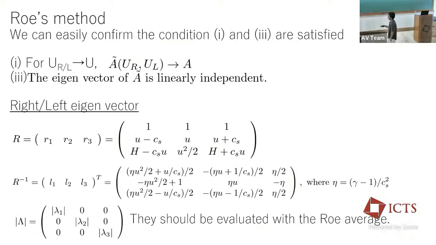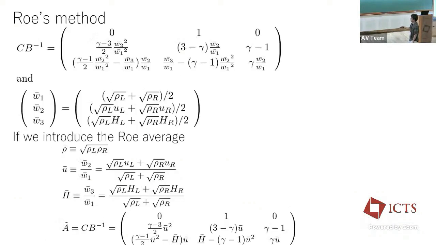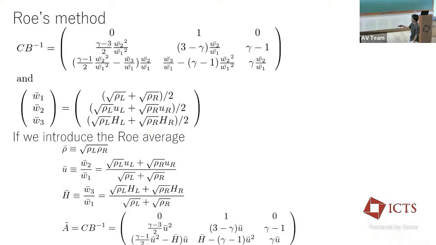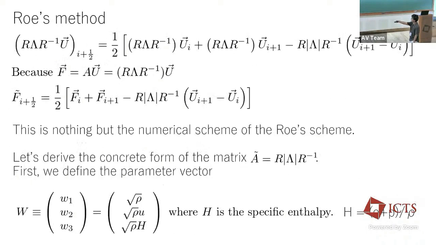The point is that lambda 1 and these quantities depend on u, c_s, rho, and P, and so on. But these quantities should be evaluated with the Roe average. Roe average means here, right? This is the Roe scheme. Then after evaluating R^-1, lambda, and R, you plug them into this equation, right? To get the numerical flux at the cell interface i plus minus 1/2.